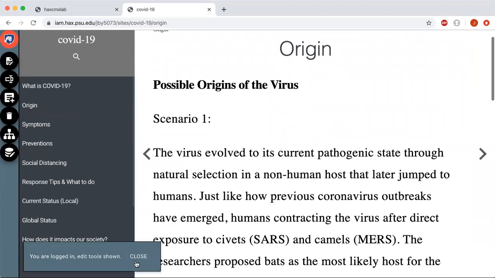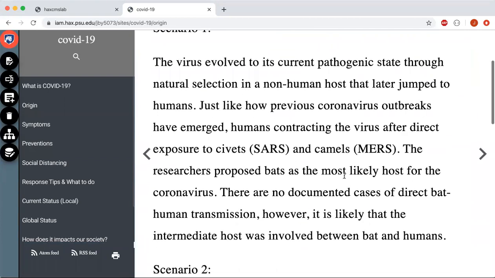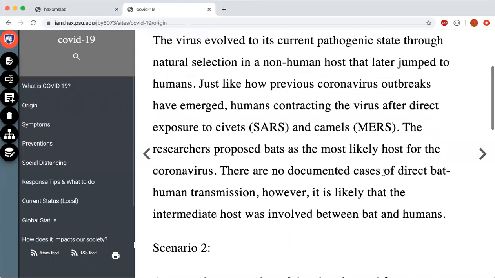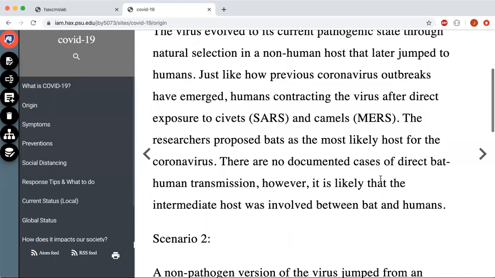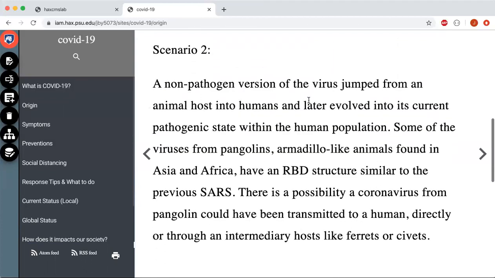So we have two possible scenarios for the origin of the coronavirus. Scenario one is that it came about like how previous coronavirus outbreaks started, with humans contracting the virus after direct exposure to civets and camels, like for SARS and MERS, and researchers have proposed that bats are most likely the host for the coronavirus. Scenario two is that a non-pathogen version of the virus jumped from an animal host into humans and later evolved into its current pathogenic state within the human population.